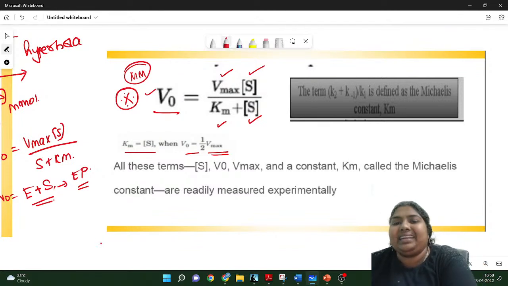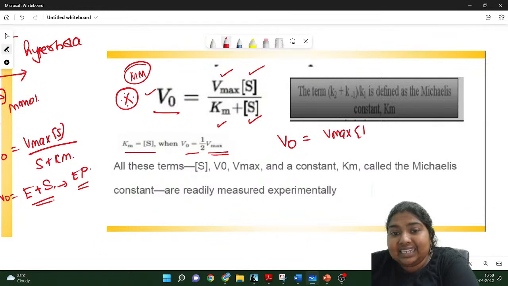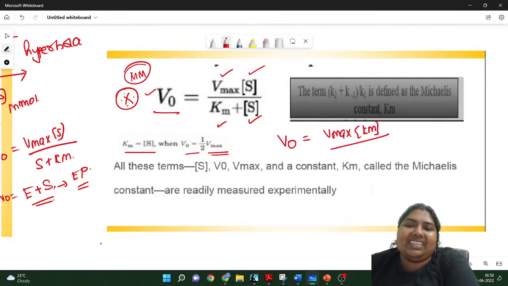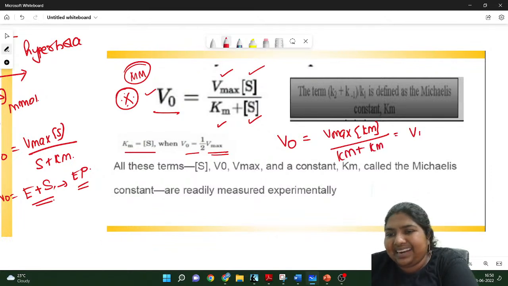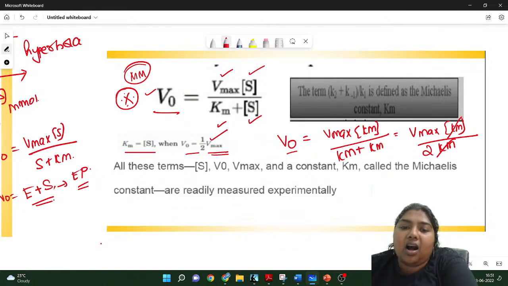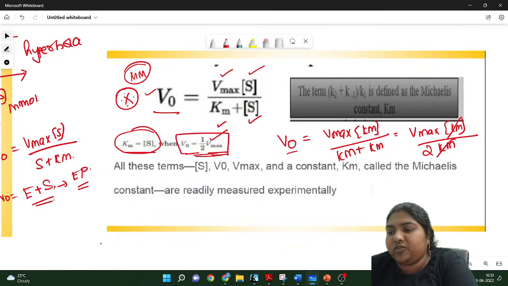Then what will happen? Let us check. Let us substitute Km for S. V naught is equal to V max into Km divided by Km plus Km. Now what will happen? You have to check everything. V max into Km divided by 2 Km. So Km gets cancelled. Now V is becoming V max by 2. That is what they have given as half V max. So whenever your Km is equal to S, your V naught will become half V max.